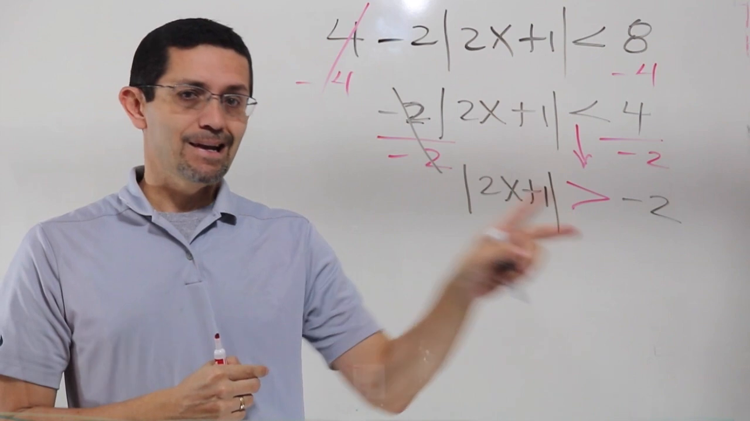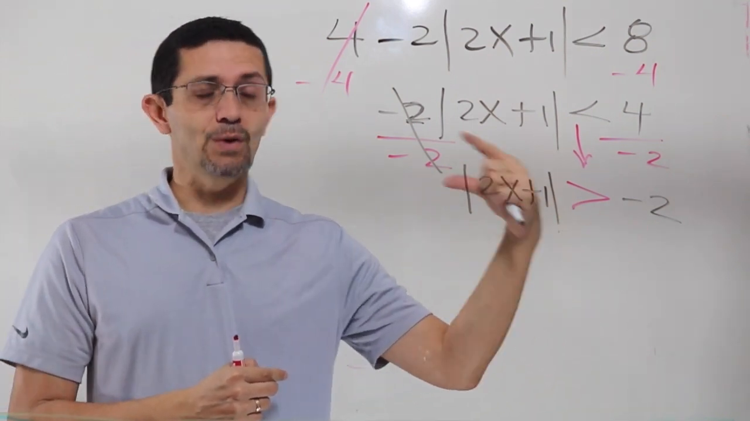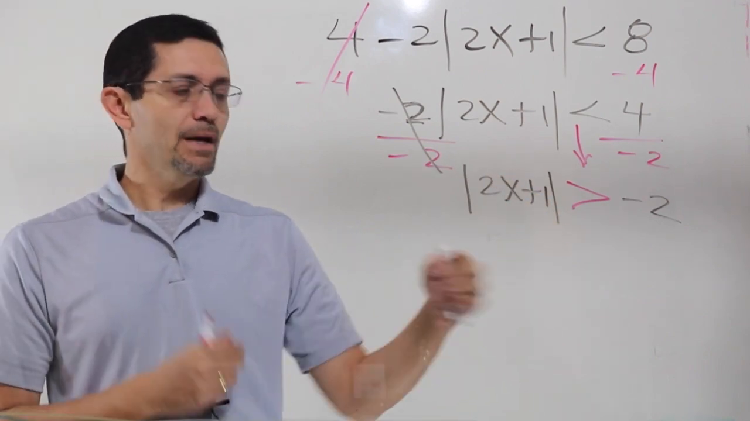We don't have a less than, right? We don't have an absolute value that is less than a negative number. Now it's a greater than. So maybe it works. Let's find out. So how do we solve this?